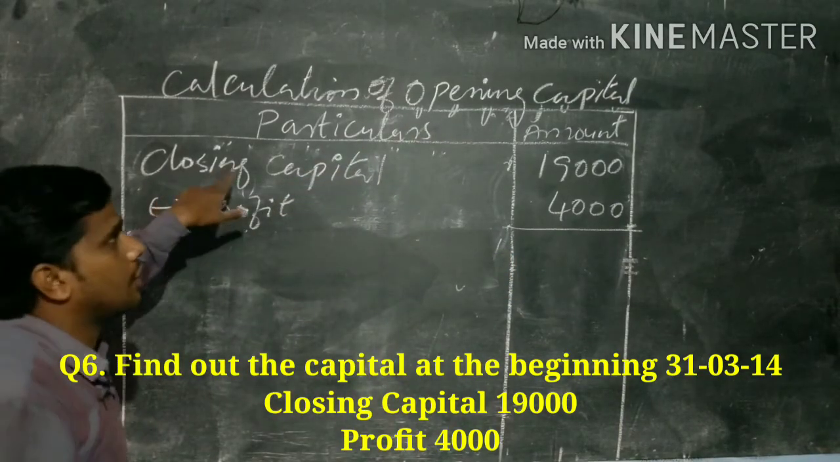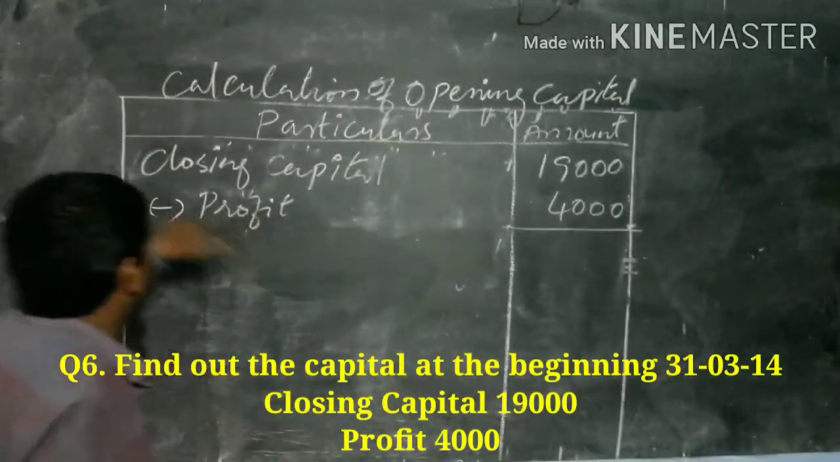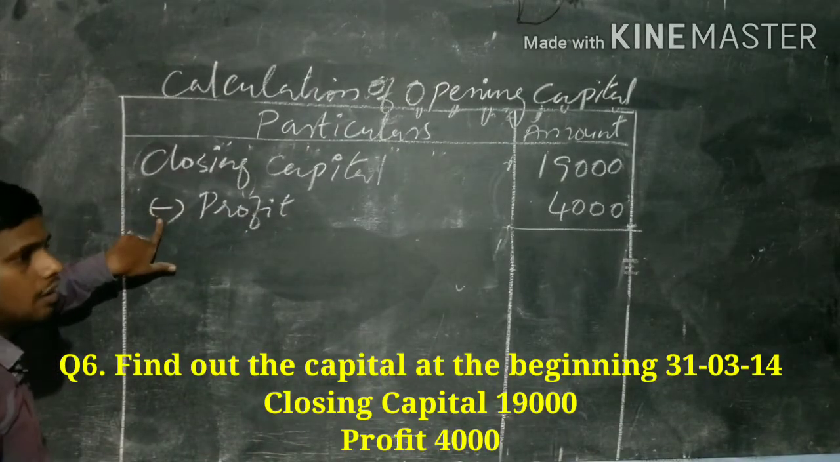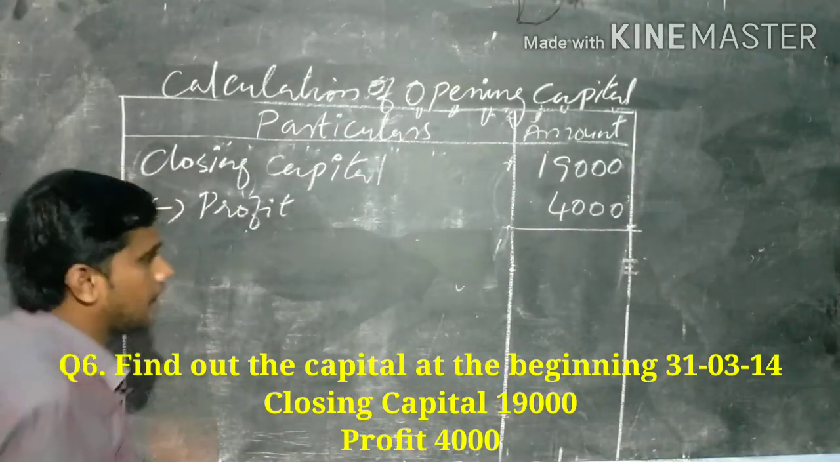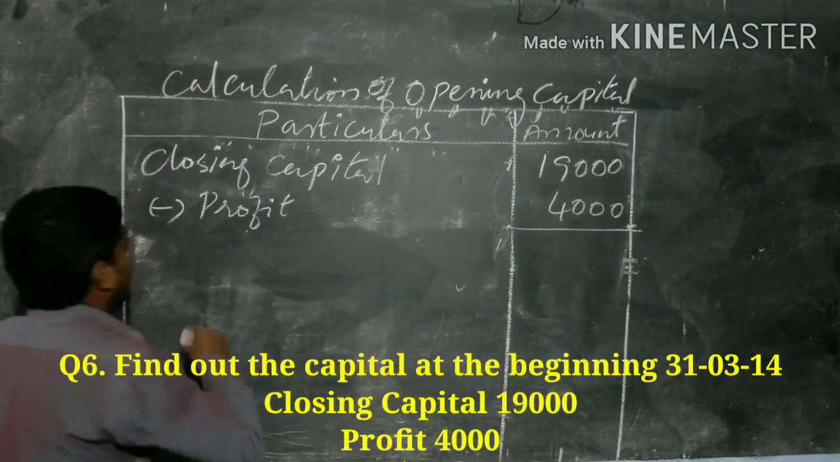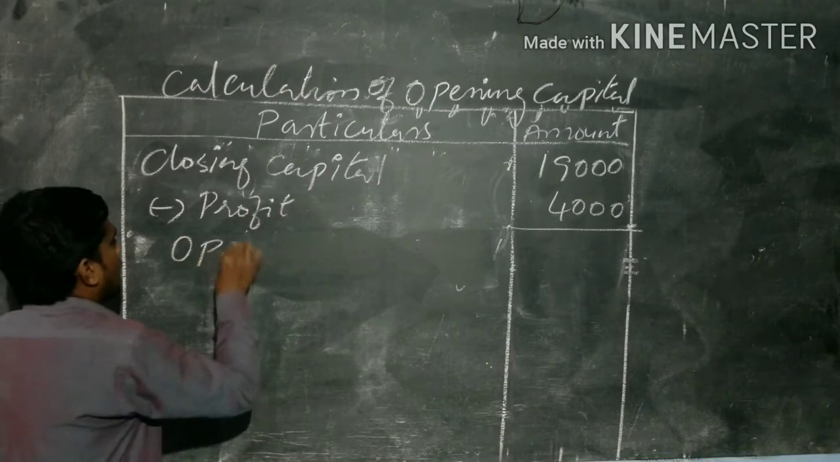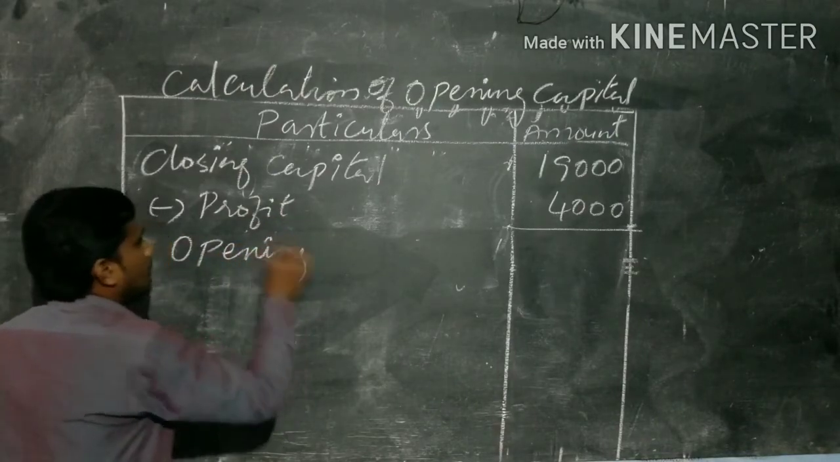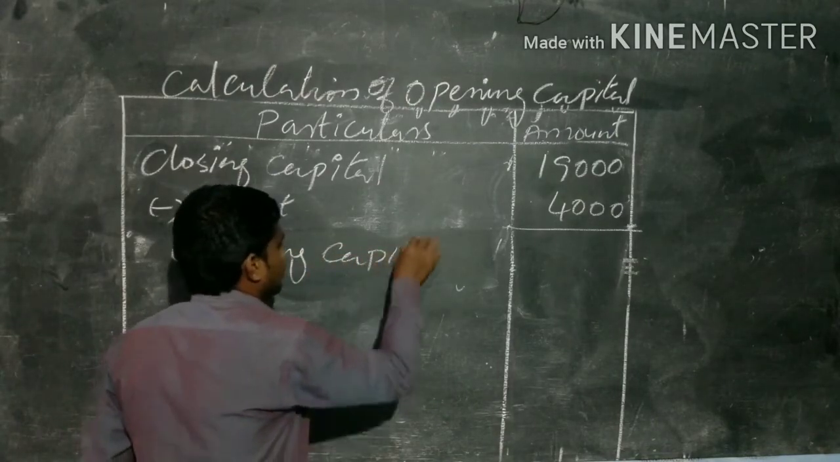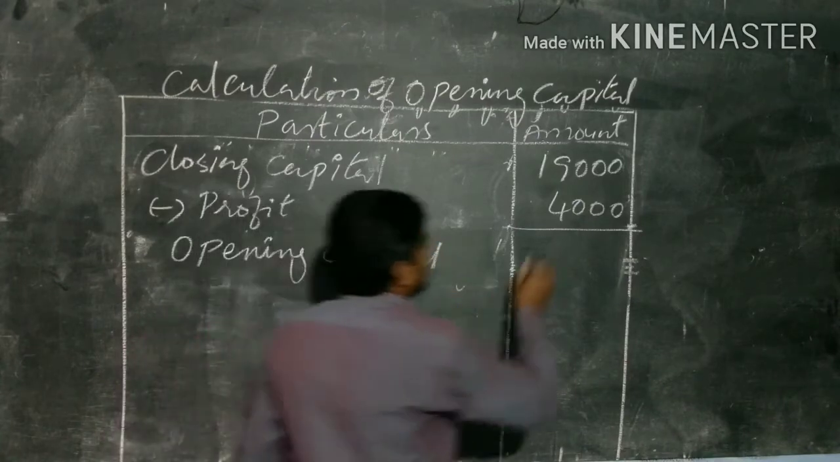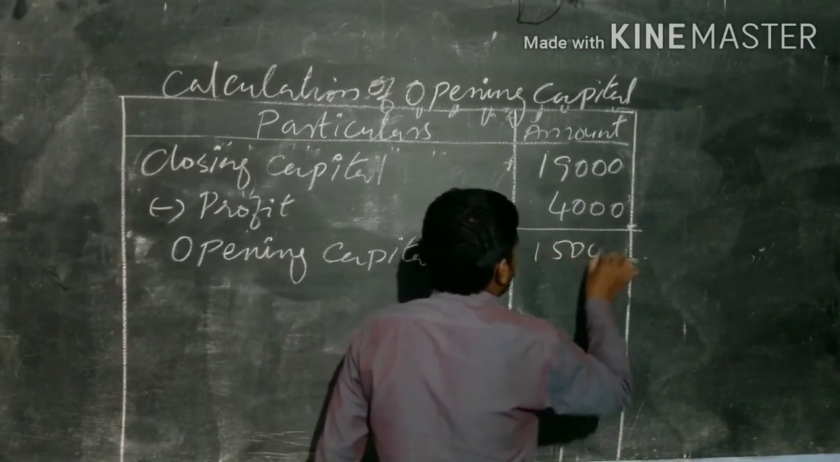Capital at the beginning of the year is nothing but opening capital. So if profit is given, we need to deduct it. If loss is given, we need to add it. So deducting, what will we get? We will get opening capital, or capital at the beginning of the year. That is 15,000.